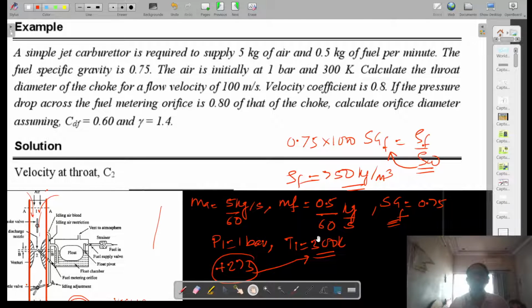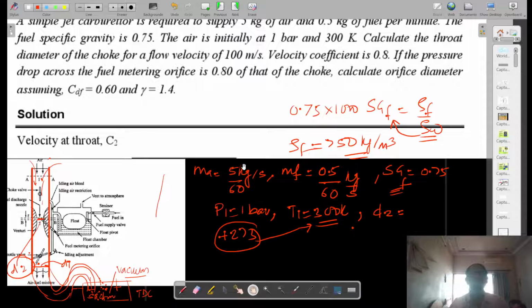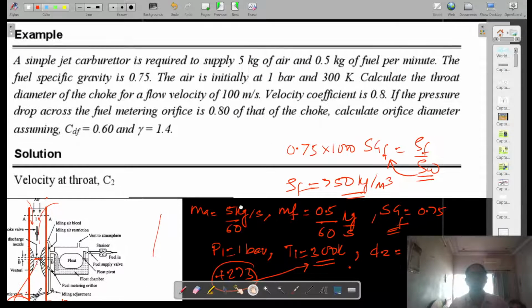In the last class we took this diameter as d2 at the venturi. Here the value we consider as d1, and this value we take as d2. So d2 has to be found out. d1 is also not given, but d2 has to be found out.